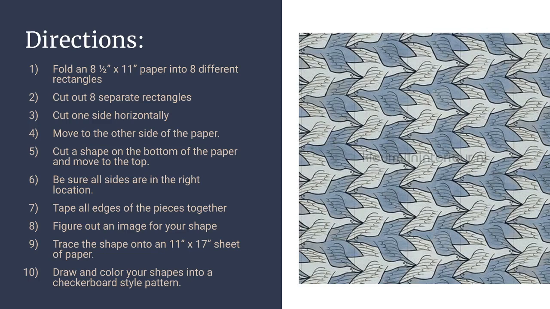So you want to make sure all edges are taped together on the pieces of paper, and then you want to figure out an image for your shape. When I was in high school, I used to play a game with my fellow artist friends, and what we would do is one person would draw a scribble on a piece of paper, and then the next person would have to make an interesting object or subject from that shape.